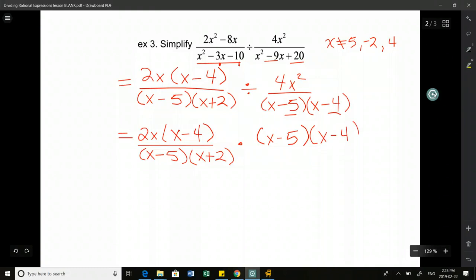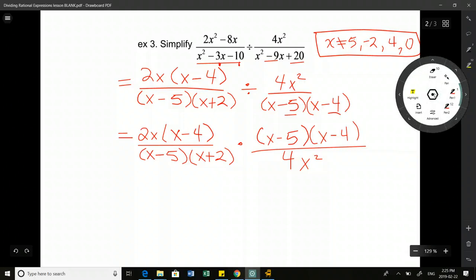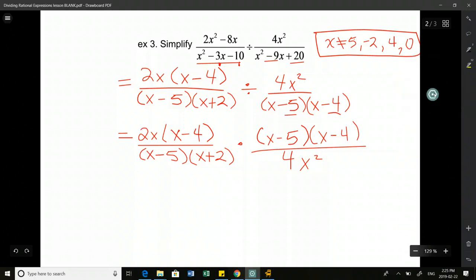Okay, any new restrictions that we need to add to our list once we've done this? Yes. What do we need to add? We need to add 0 to the list because of this 4 times x squared. So we're actually just going to add that to our list there. And that should be everything. So anything that is in a denominator at any time needs to be restricted.